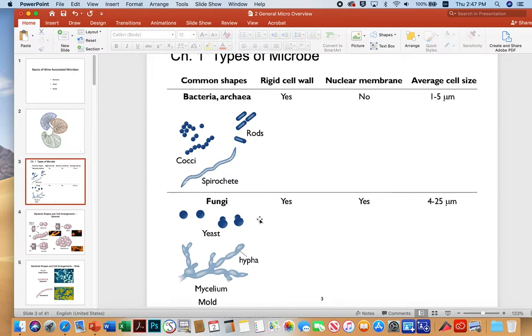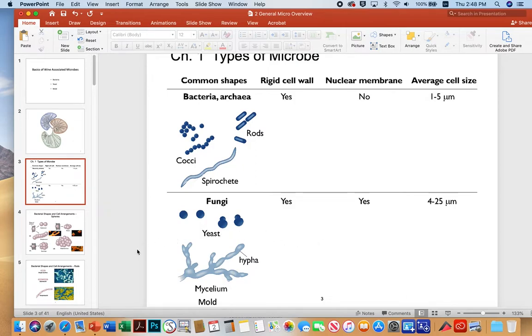The fungi, as you can see here, the first group, the cellular fungi called yeasts, do have a rigid cell wall. They do have a nuclear membrane, and that's why they belong into the domain eukarya. And they're, again, bigger than the typical prokaryotes, like bacteria.